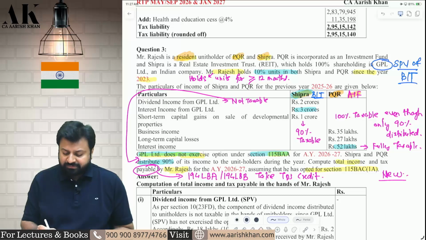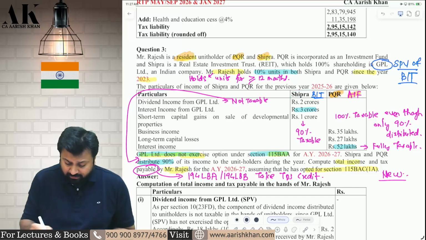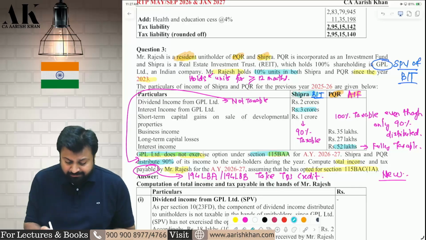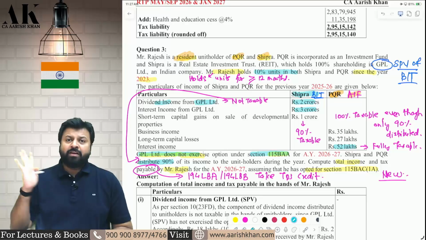Let's talk about business trust first. First, let's talk about business trust, then we will talk about AIF. Business trust is earning 2 crore rupees dividend from GPL. Who is GPL now? GPL is a SPV of business trust.